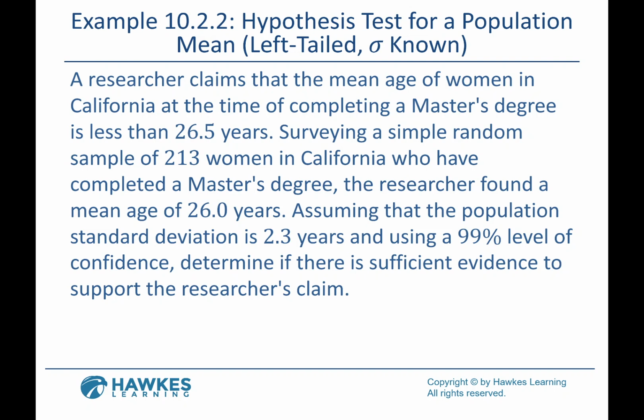A researcher claims that the mean age of women in California at the time of completing a master's degree is less than 26.5 years. Surveying a simple random sample of 213 women in California who have completed a master's degree, the researcher found a mean age of 26 years. Assuming that the population standard deviation is 2.3 years and using a 99% level of confidence, determine if there is sufficient evidence to support the researcher's claim.